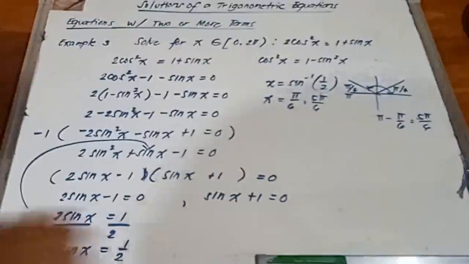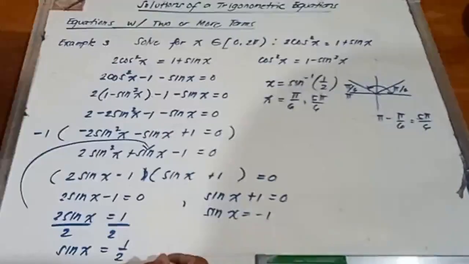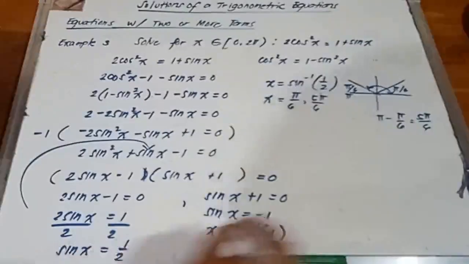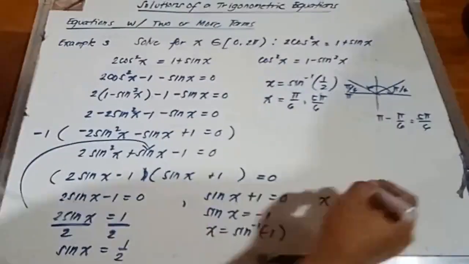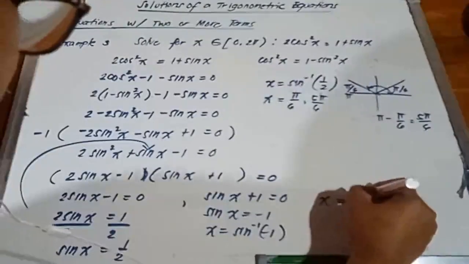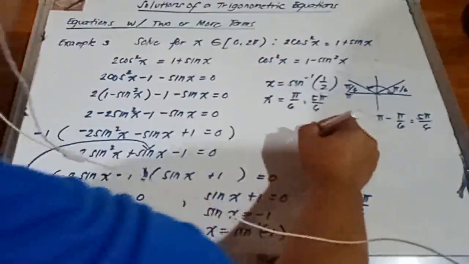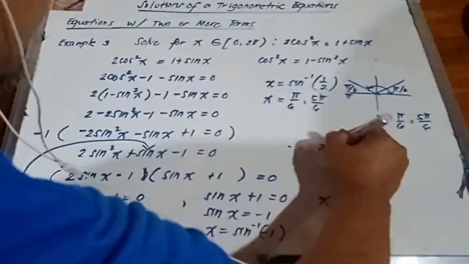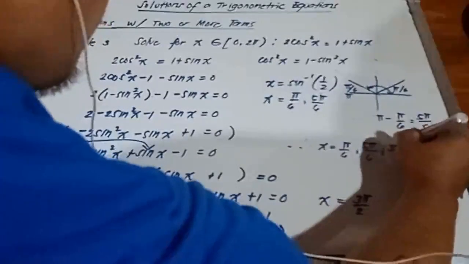For the second factor natin, we have sine x is equal to negative 1. So, x is sine to the negative 1 of negative 1. Anong value ni x na kung saan if you get its sine equal to negative 1. So, negative 1, that is 3 pi over 2. Okay? 3 pi over 2. Or that is 270 degrees. 3 pi over 2. Okay? So, sagot natin, kasama ba ito sa interval ni x? Yes. So, x equal to pi over 6, 5 pi over 6, and 3 pi over 2.